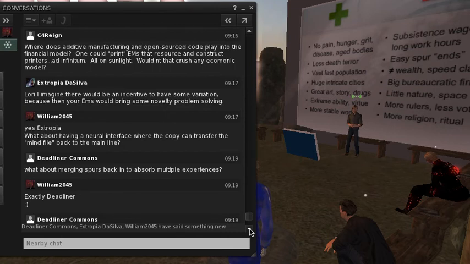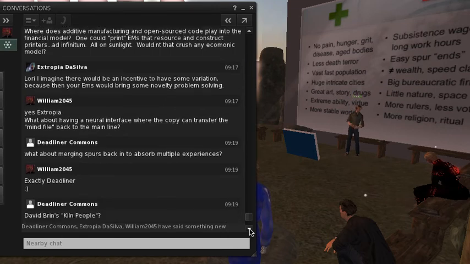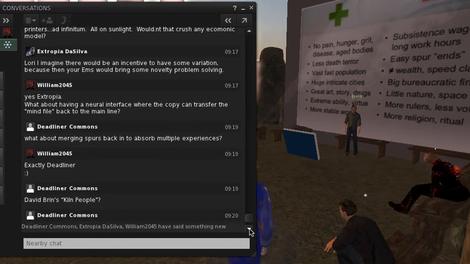2045 asks, what about having a neural interface where the copy can transfer the mind file back to the mainline? So in the book, for most of the book, I explicitly assume that we can't merge copies. That does simplify everything. But at the end, I do discuss what happens if you can merge copies. Presumably the idea of a merge is that the merged copy would have the memories of both of the originals, and it would have the new skills acquired by both of the originals.